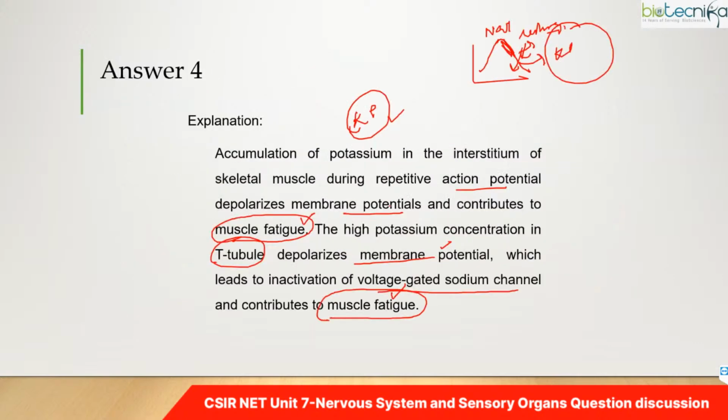So what happens when there is hyperkalemia, or more potassium? In that case, there will be membrane depolarization. Those T tubules over there will depolarize, so it will lead to inactivation of voltage gated sodium channels. So that causes the muscle fatigue.